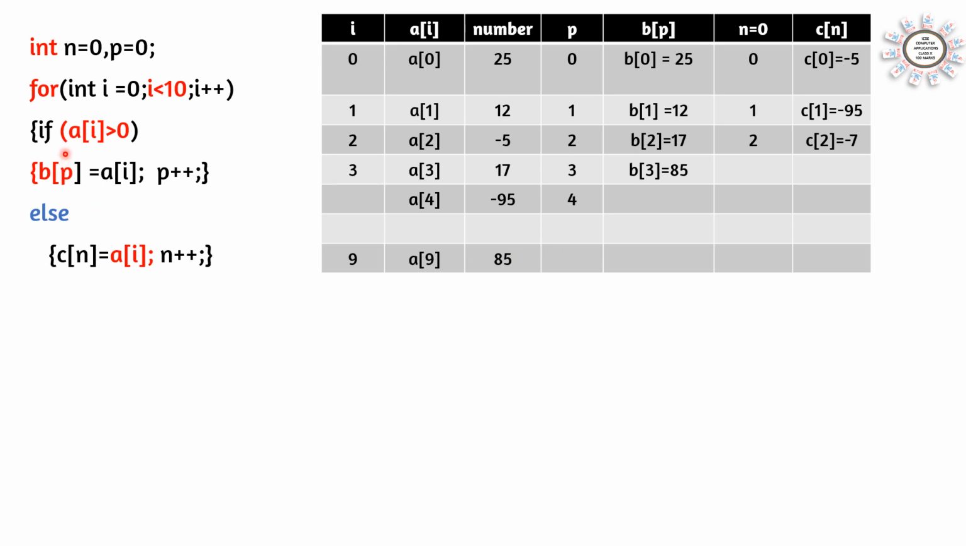And if A of I is greater than 0, that means if it is a positive number, B of P. Here we can see P is 0 in the beginning. So B of P, first time P is 0, means B0. B0 is equal to A of I. That means check the number one by one. If the number is a positive number, store it in array B according to the position.